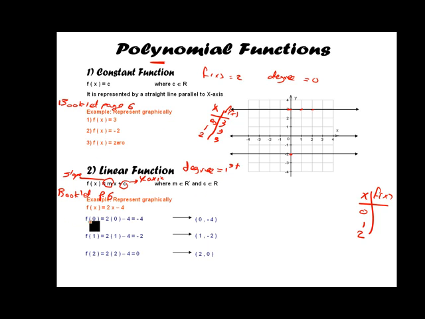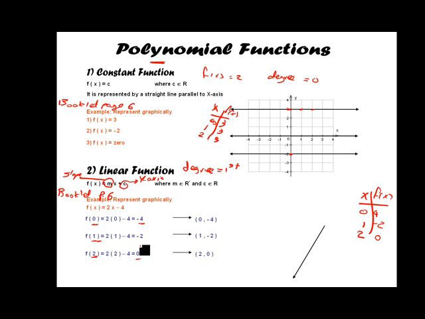We have here f of 0, so f of 0, it's 2 times 0 minus 4. The answer is negative 4. So the first order pair is 0 and negative 4. Then we replace x by 1. So the answer is negative 2. Second order pair is 1 and negative 2. And the last one, 2 and 0. Because we replace x by 2 here, so the answer is 0.